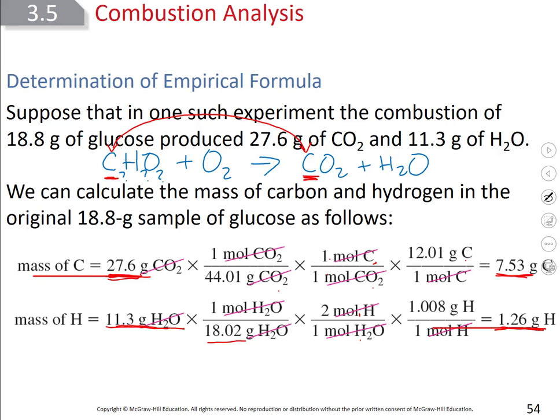So of our 18.8 grams of glucose, 7.53 grams were carbon and 1.26 grams were hydrogen. If we subtract off those two, good, we'll get the difference, which is the amount of oxygen. So 18.8 minus 7.53 minus 1.26. That leaves about 10.01 grams as the leftover mass. So this must be grams of oxygen.